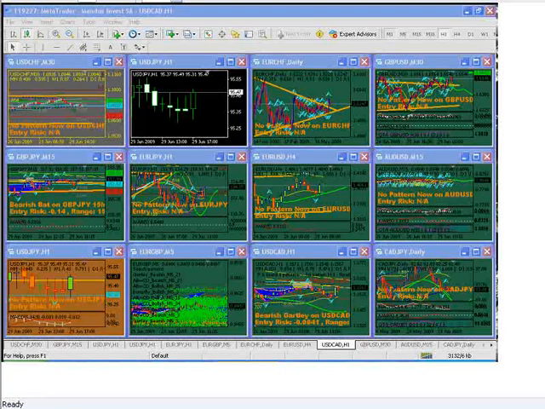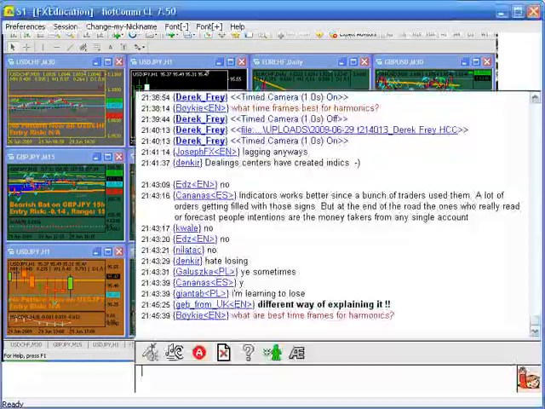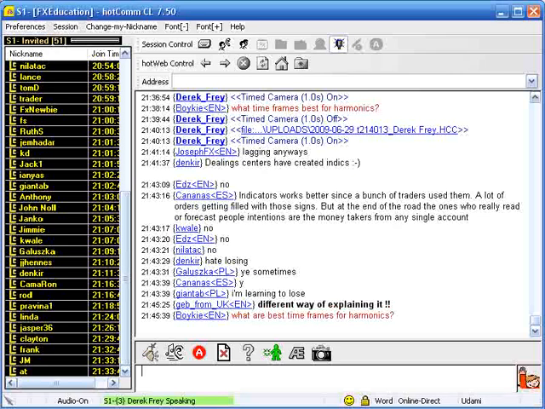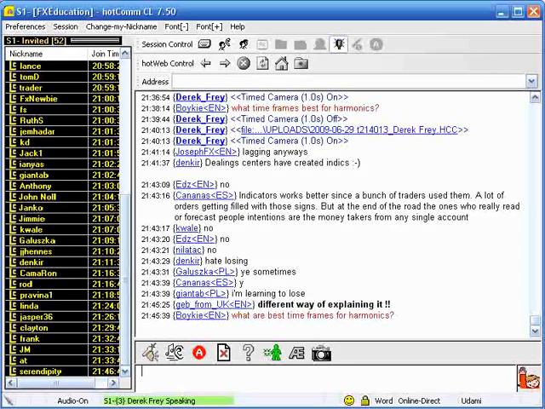So indicators work better since a bunch of traders use them. A lot of people are getting filled with those signs, but at the end of the road, the ones who really read or forecast people's intentions are the money takers from any single account. That's correct.